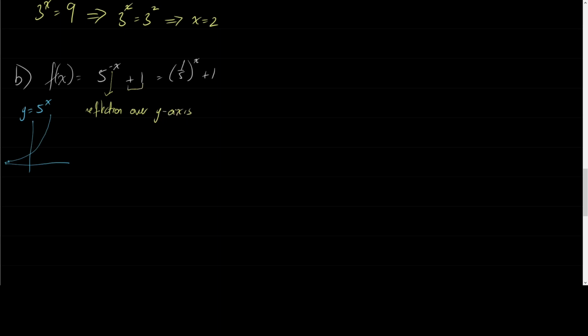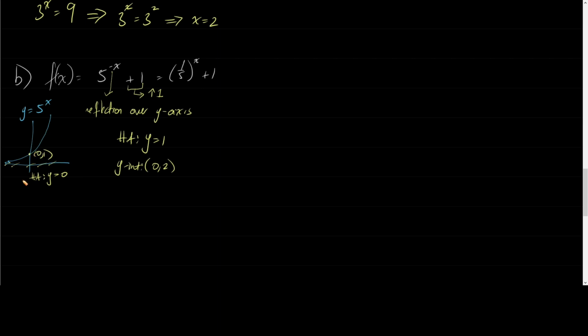And this positive 1 is going to be moving everything upwards by 1 unit, including a horizontal asymptote, right? Here we have a horizontal asymptote of y equals 0. So everything's being shifted up by 1, so our horizontal asymptote is going to be the line y equals 1. It also moves our y-intercept. Our new y-intercept is going to be 0, 2, right? Because everything's being shifted up by 1. This point right here is 0, 1.